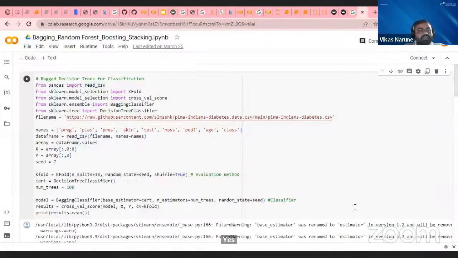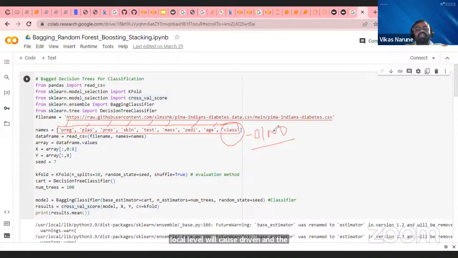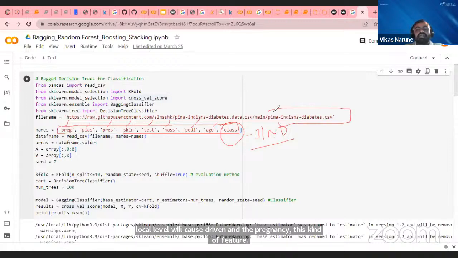All right, guys, let's try to understand. This time I am taking a different data set for random forest, a diabetic data set. The features are pedigree function, age, mass (body mass index), skin thickness, blood pressure, alcohol level, glucose level, and pregnancies. My target will be whether diabetic or non-diabetic.